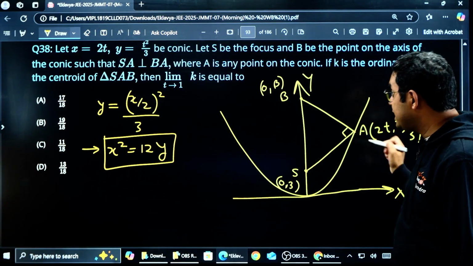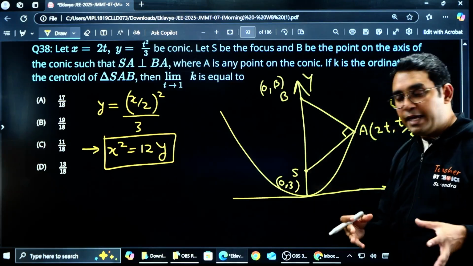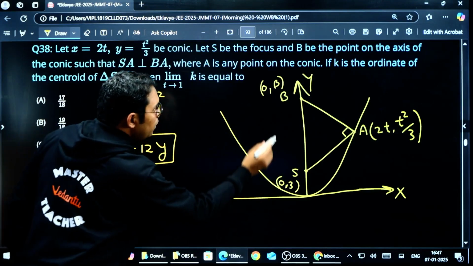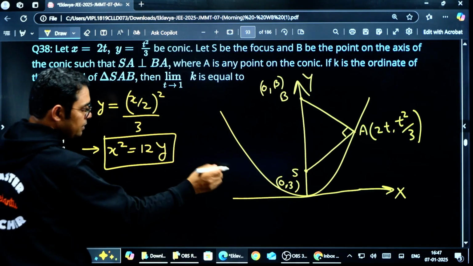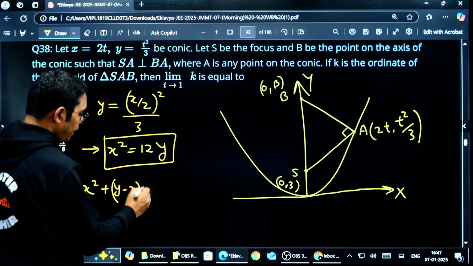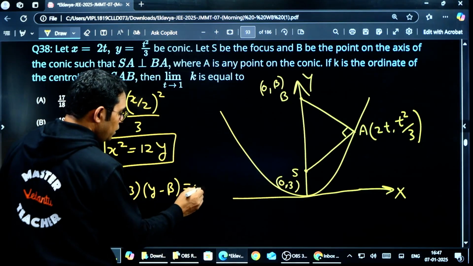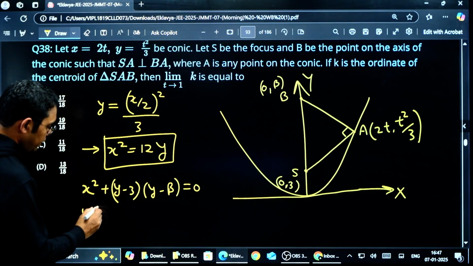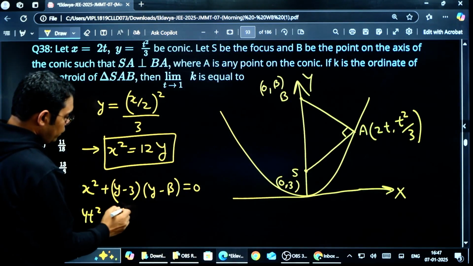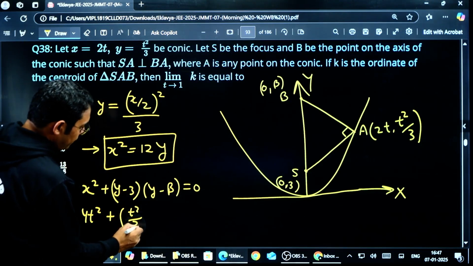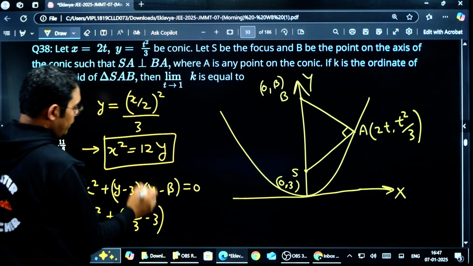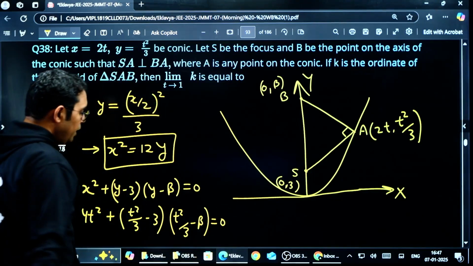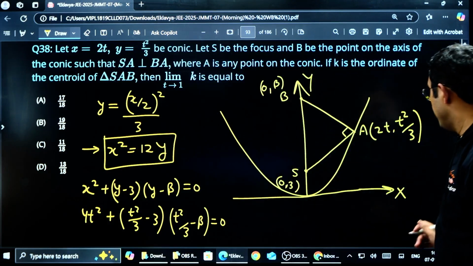Or you can think of this SB, if I take it as diameter, that circle should pass through A. Now if I go with that approach in which B and S are taken as the diametric ends of a circle, the equation of that circle will be x minus 0, so x square plus (y minus 3)(y minus beta) is equal to 0. Now this circle should have this point A. So I put x as 2t, it will be 4t square plus, in place of y, t square by 3 minus 3, and in place of this y again, t square by 3 minus beta equal to 0.